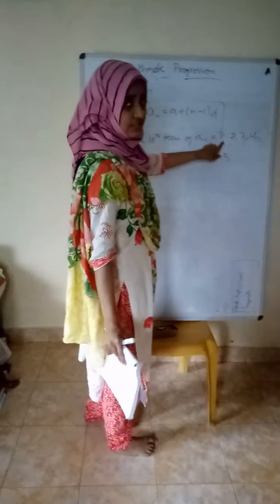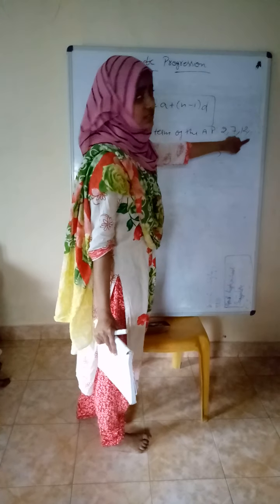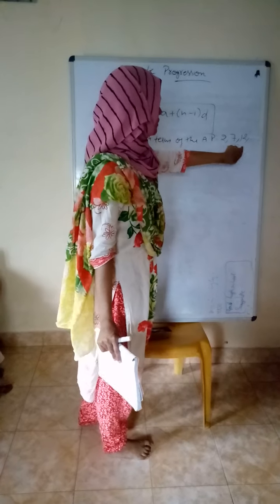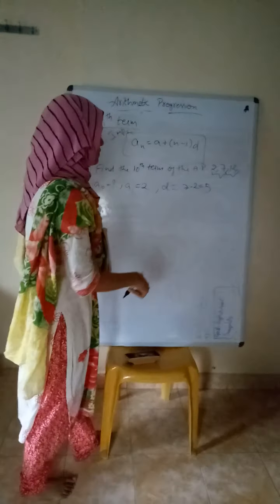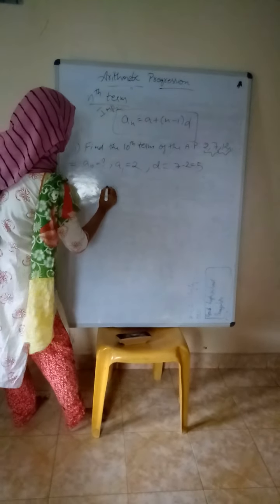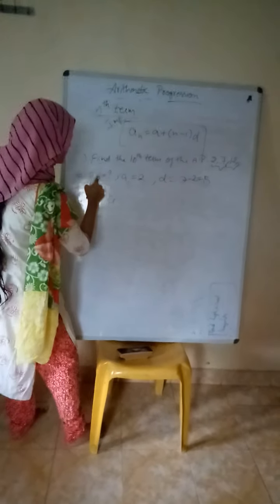Since they have said this is AP, no need of finding the differences of each terms. No need of finding this and this separately. Only one is enough because they have already mentioned it is in AP. So D is 5, A is 2. So we want A10. 10th term means you will write A10. So N, what do you have? N is 10 here.